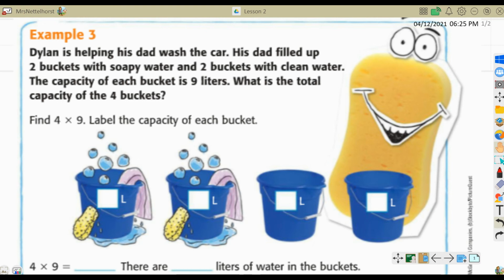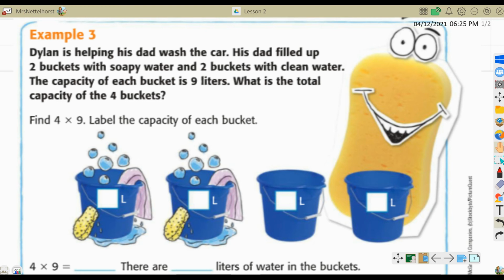The capacity of each bucket is 9 liters. What is the, then there's a question. Okay, so 2 buckets and 2 buckets. Each bucket holds 9 liters. Now let's read it with the question. Dylan is helping his dad wash the car. His dad filled up 2 buckets with soapy water and 2 buckets with clean water. The capacity of each bucket is 9 liters. What is the total capacity of the 4 buckets?